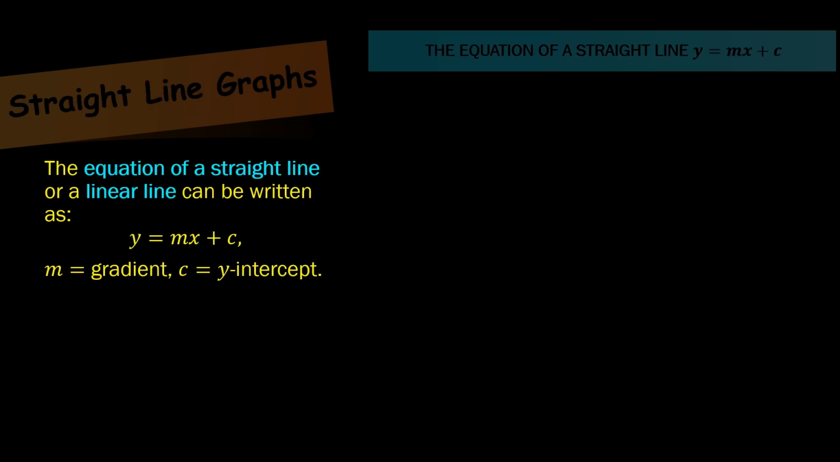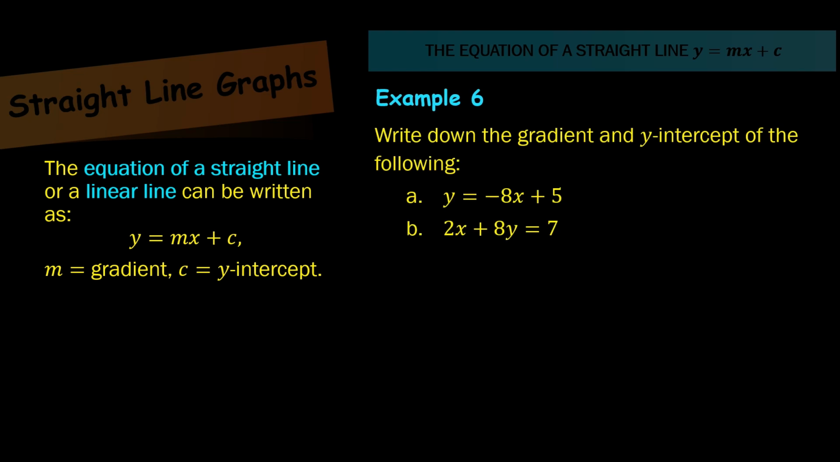The equation of a straight line, or a linear line, can be written as y equals mx plus c, where of course x and y are variables, m is the gradient and c is the y-intercept. Now let's take a look at another example. We are required to write down the gradient and y-intercept of these equations. y equals minus 8x plus 5, and 2x plus 8y equals 7.